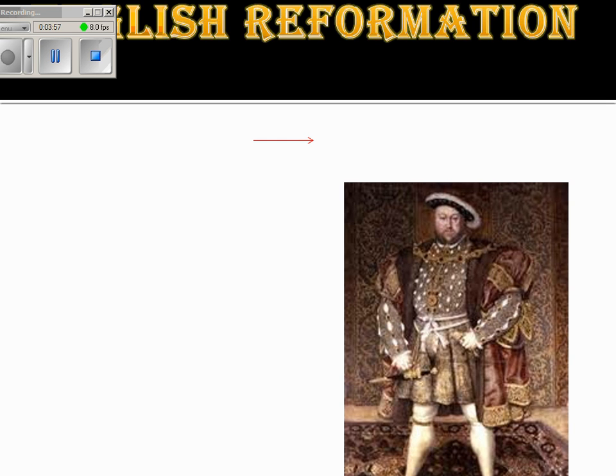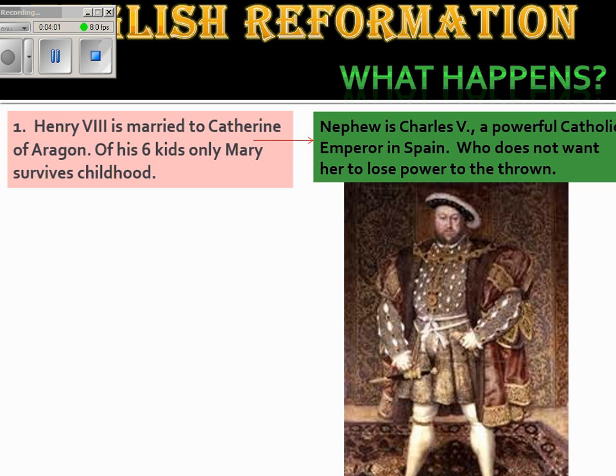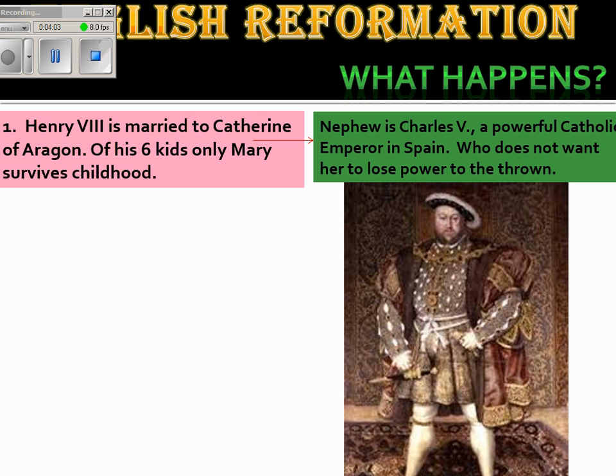Our next topic is the English Reformation. All right, so what happens? Number one, we have a guy by the name of Henry VIII, and he is married to a woman named Catherine of Aragon, and they have six kids. Of those six kids, only one survives. Her name is Mary.